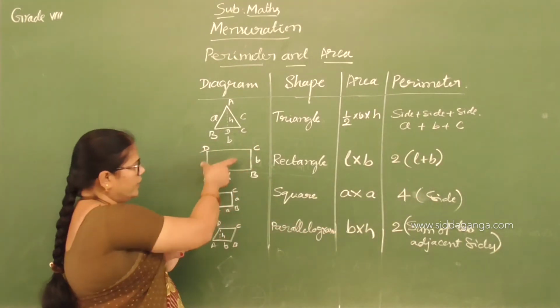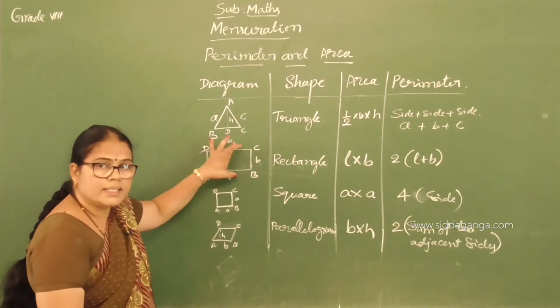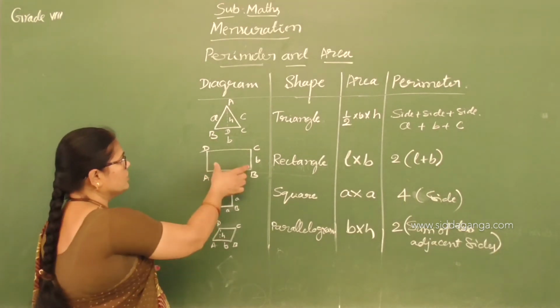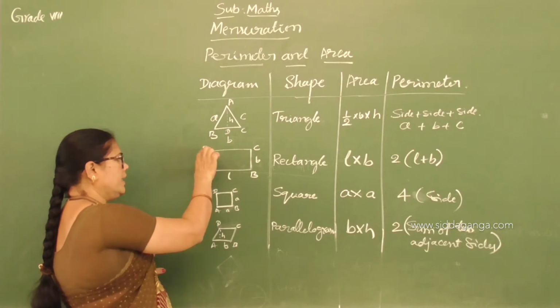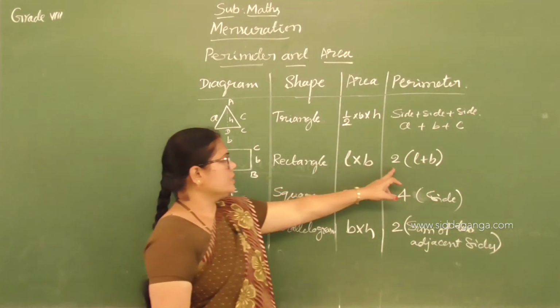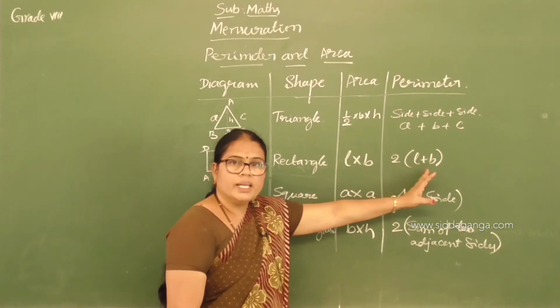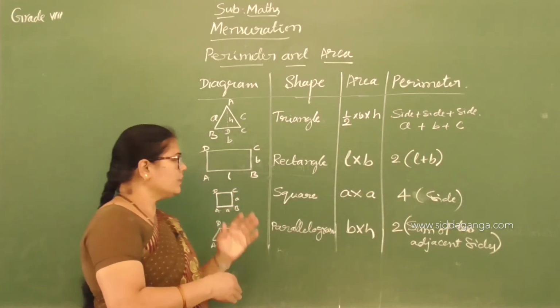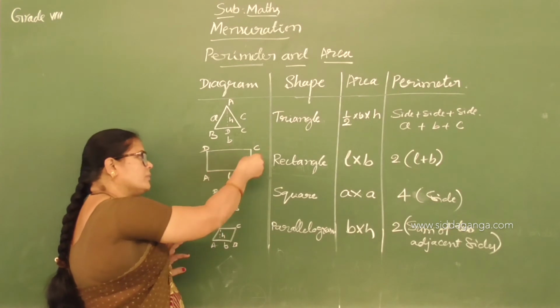Here, in a rectangle, opposite sides are equal. AB is equal to CD and AD is equal to BC. So, we have to take perimeter is equal to 2 into (l plus b). Perimeter is nothing but the sum of the sides.